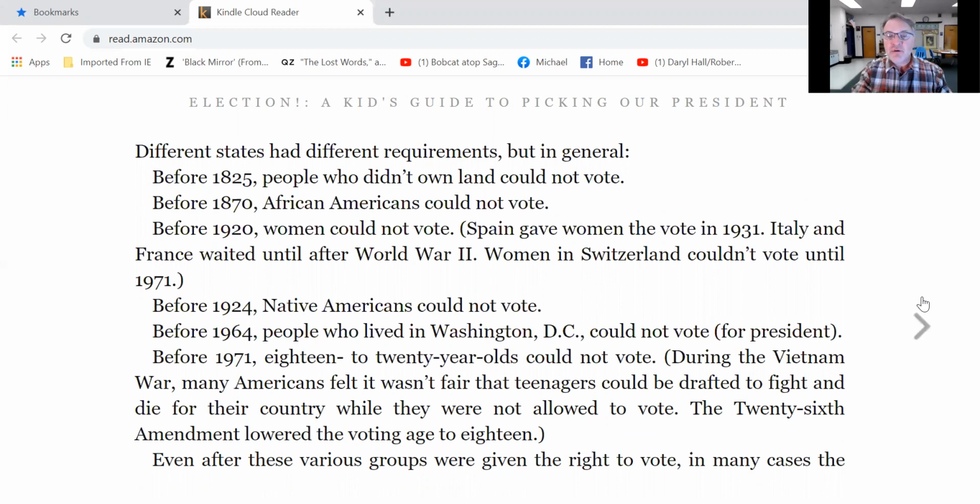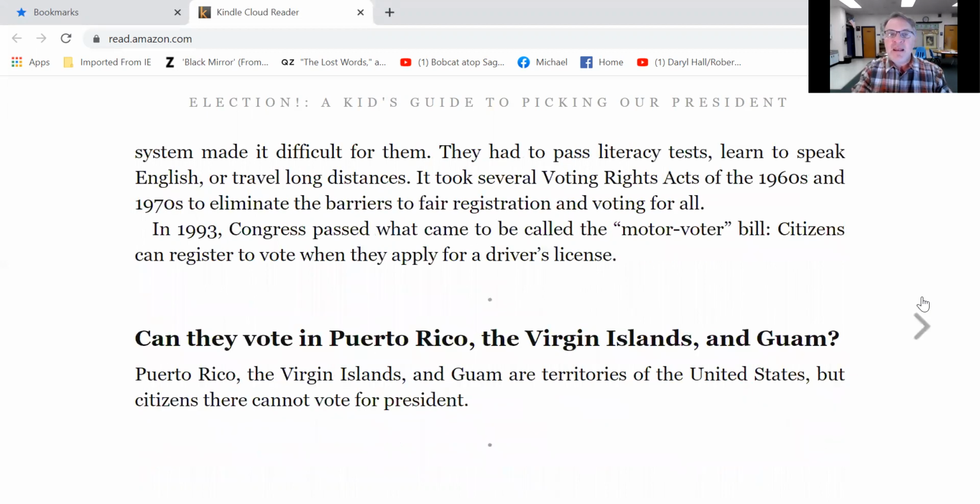Even after these various groups were given the right to vote, in many cases, the system made it difficult for them. They had to pass literacy tests, learn to speak English, or travel long distances. It took several voting rights acts of the 1960s and 70s to eliminate the barriers to fair registration and voting for all. In 1993, Congress passed what came to be called the Motor Voter Bill. Citizens can register to vote when they apply for a driver's license.